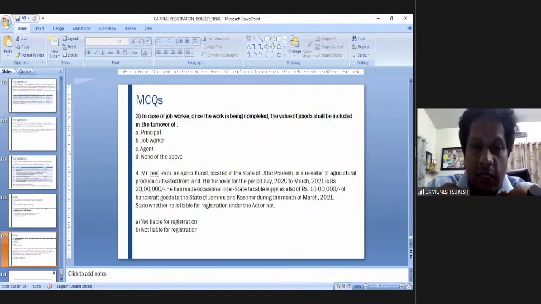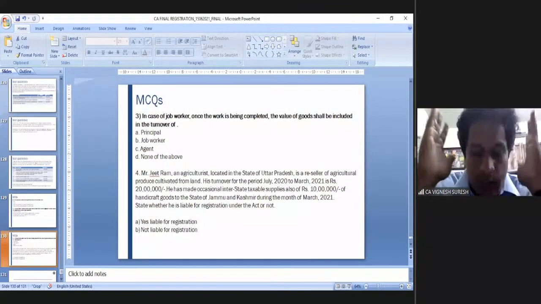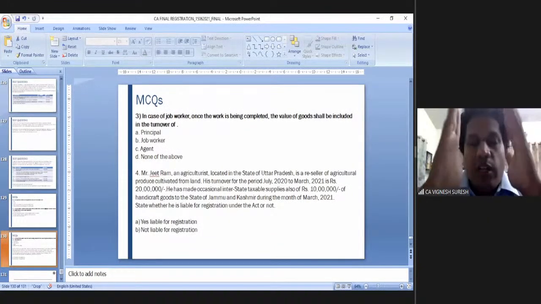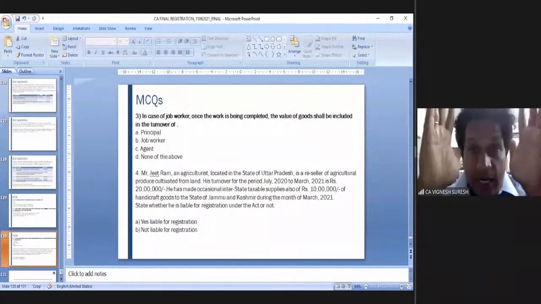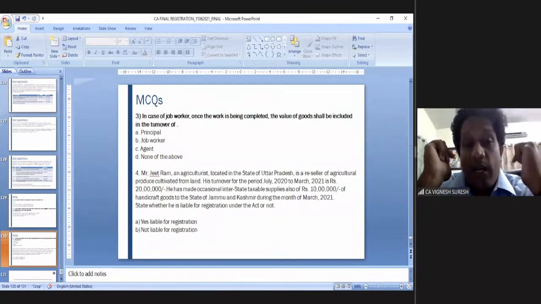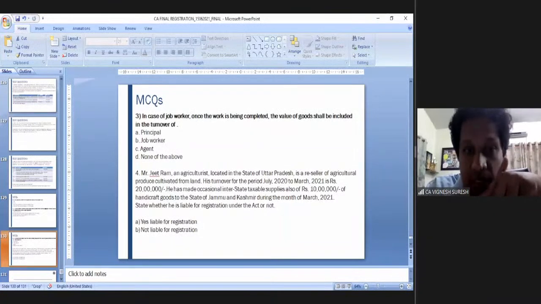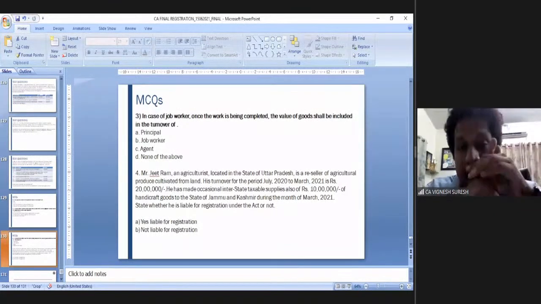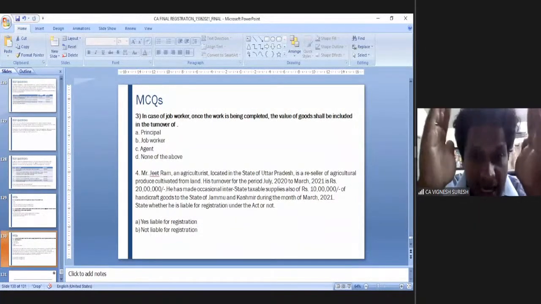So here Jeetram is located in UP. He has the turnover of rupees 20 lakhs, which is there. Interstate taxable supplies of 10 lakhs of handicraft goods is there. So when he makes the supply of notified handicraft goods, straight away threshold limit will be applicable. But what is the threshold limit? That is an interesting point here. Here he has 20 lakhs worth exempt supply because he's a reseller of agricultural produce, and 10 lakhs worth taxable supply. So therefore, aggregate turnover is 30 lakhs.